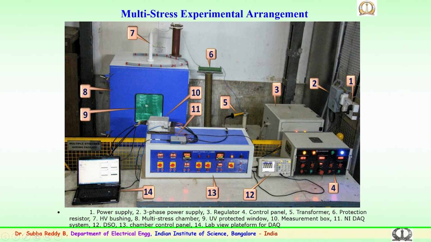You can see the insulators, 4 insulators of 11 kV, being energized at a known voltage of 10 kilovolts as per the standard, depending upon the creepage length of the insulators used. So, we have a 3-phase power supply, then a regulator, the control panel, transformer, protection, bushing, multi-stress arrangement, a UV protected window to see the sample energized, and the measurement box and data acquisition system with the LabVIEW platform for data analyzing facility.